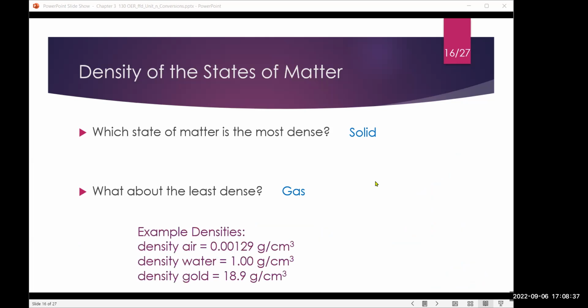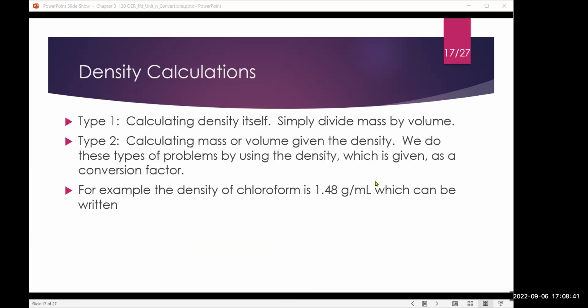There's some examples of density. All right, again, we gotta hurry here. Now, different types of calculations of density. One is a straightforward, straight calculation. I got the mass, I got the volume, boom, I got the density. There is a second type of calculation where I need to calculate either the mass or the volume given the density. Depending on the question, I need to calculate the volume or the mass.